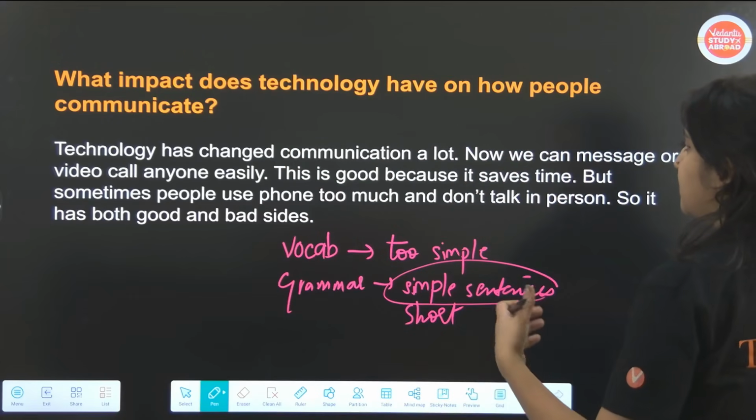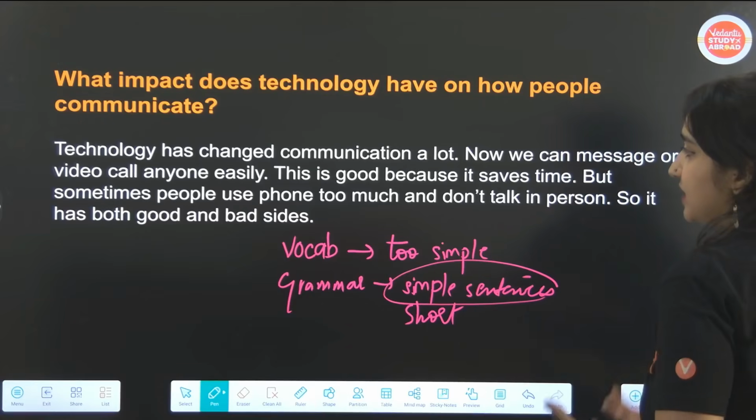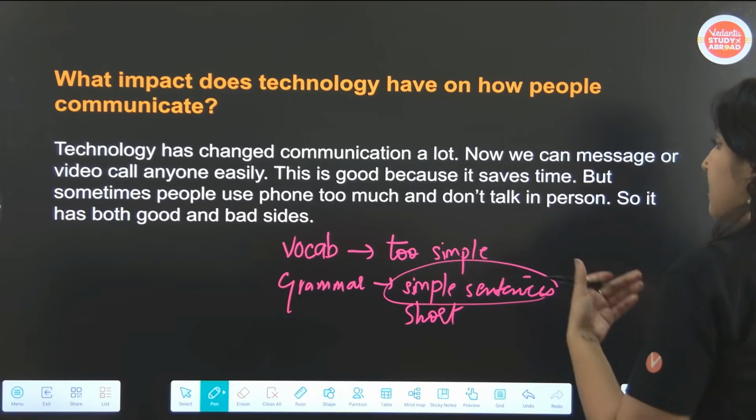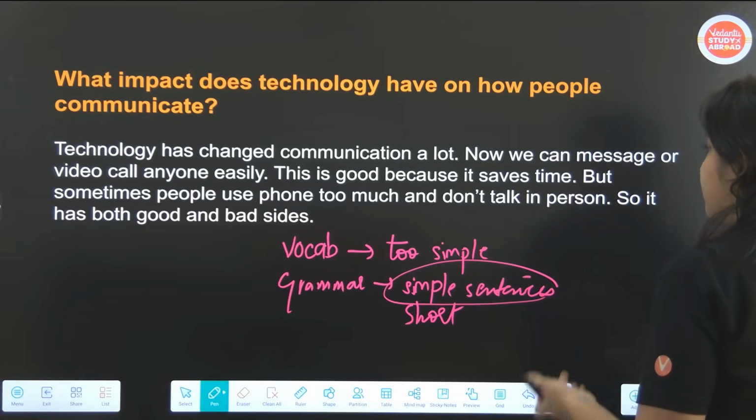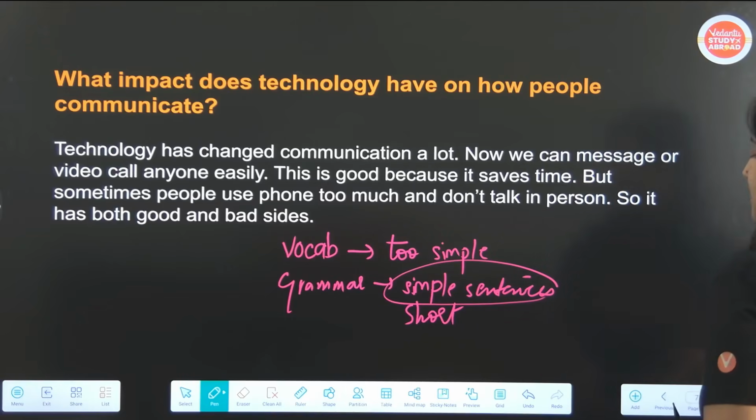Technology has changed communication a lot. Now we can message or video call anyone easily. This is good because it saves time. But sometimes people use phone too much and don't talk in person. So it has both good and bad sides.